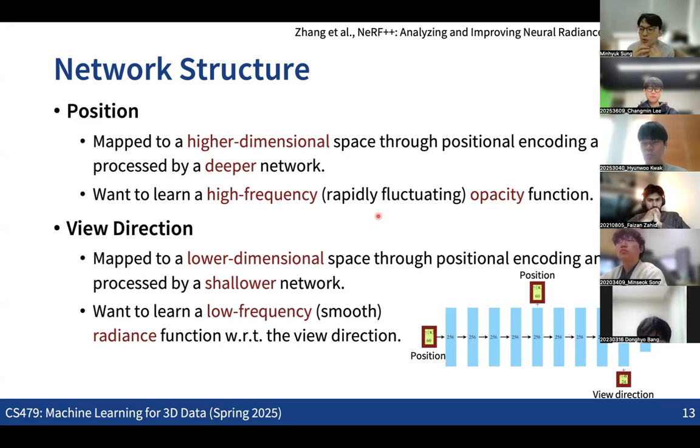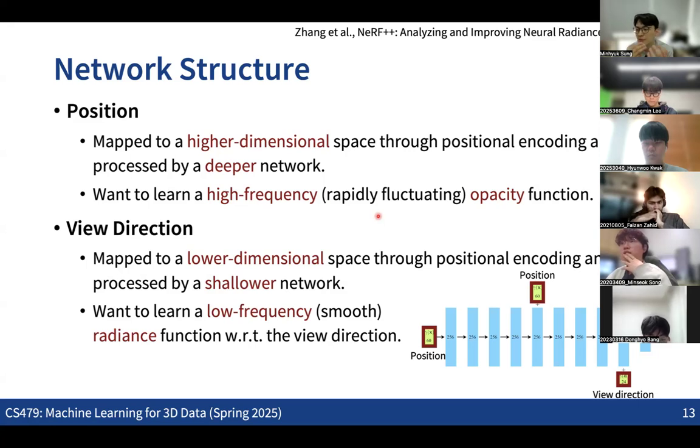For those smooth functions, the low frequency functions, what we are going to do is make the neural network shallower, having smaller parameters to be optimized, and also map the input into lower frequency sine and cosine functions. In terms of that, we can avoid overfitting to the data that we have. So that's the idea.